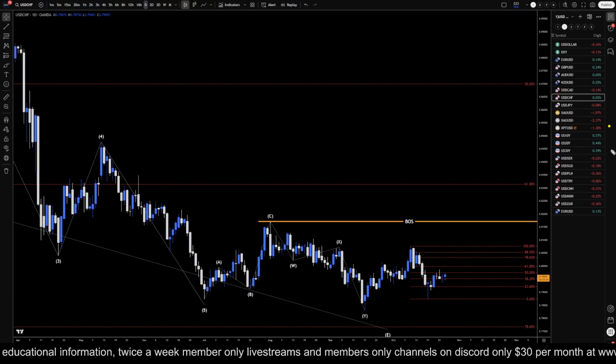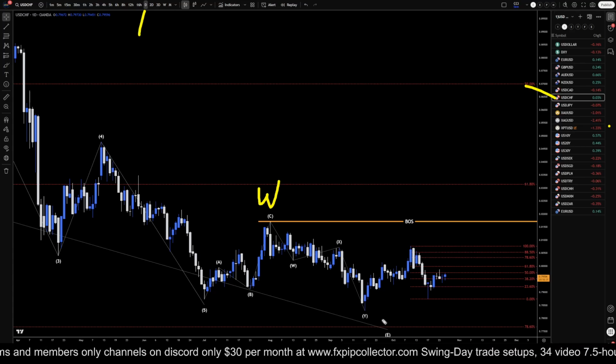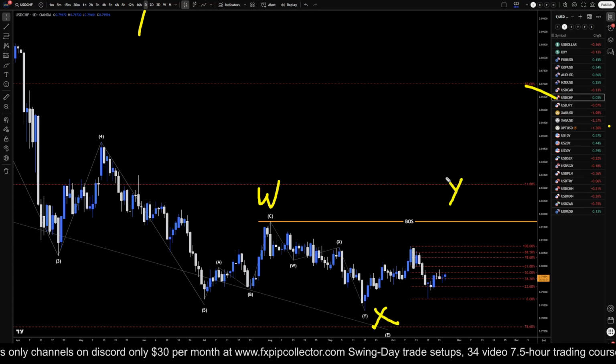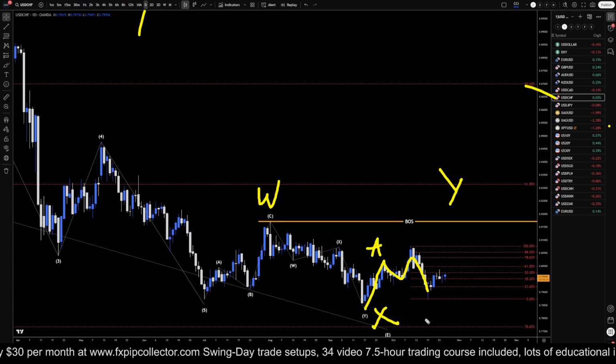Today is Monday, October 27th, and this is my analysis for the US dollar Swiss, and we're on the daily time frame. So on the dollar Swiss, like I've been saying, I still think this is a W. This is an X, and I think we're likely in a wave Y right now. I think the first push up was an A. I think this is an expanding wave B.